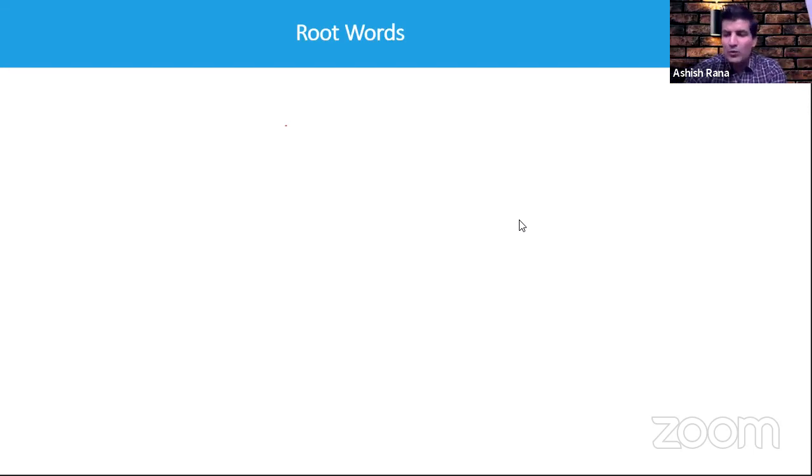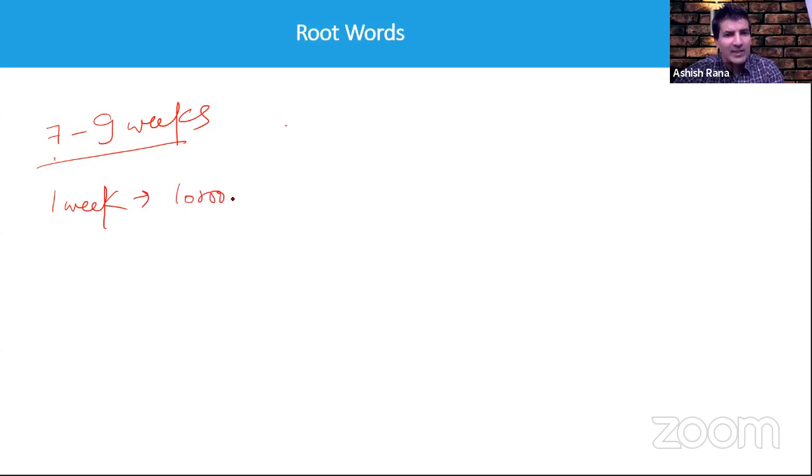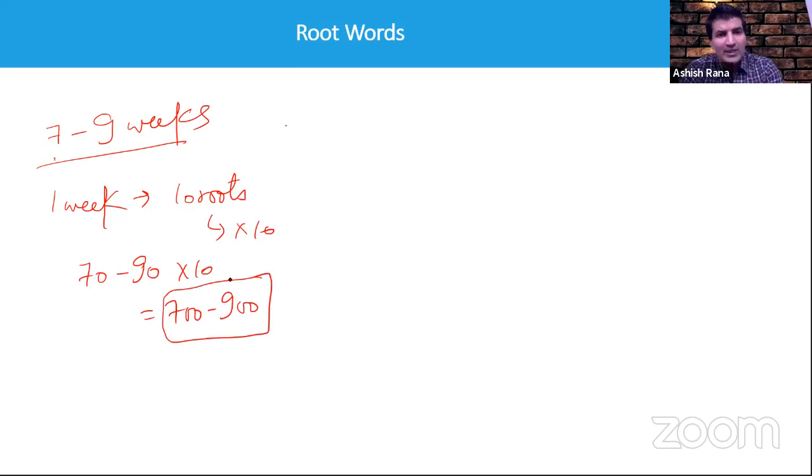So imagine if you start with root words, right? And let's say you have how much time for the exam. Let's assume that you have 7 to 9 weeks for the exam, till May 15th. In 1 week, if you do 10 roots, meaning 2 roots per day, and from each root you do 10 words, that means 7 into 10, 70 roots, 70 to 90 roots into 10. That means you will easily learn 700 to 900 words. So that is what I am trying to say, do it consistently.